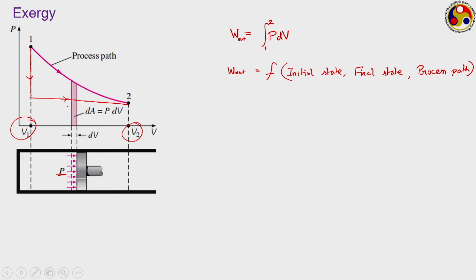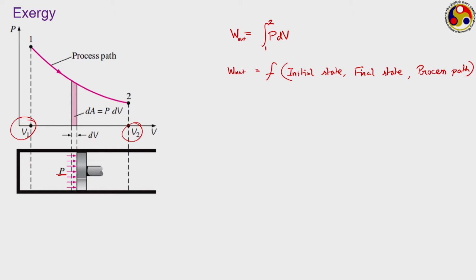So, your work output again will be different, because on a PV plane we know that the area under the curve is the work output, and each of these lines that I have drawn here has a different area under the curve. Accordingly, the work output also will be different, and therefore, the output definitely depends upon the process path.